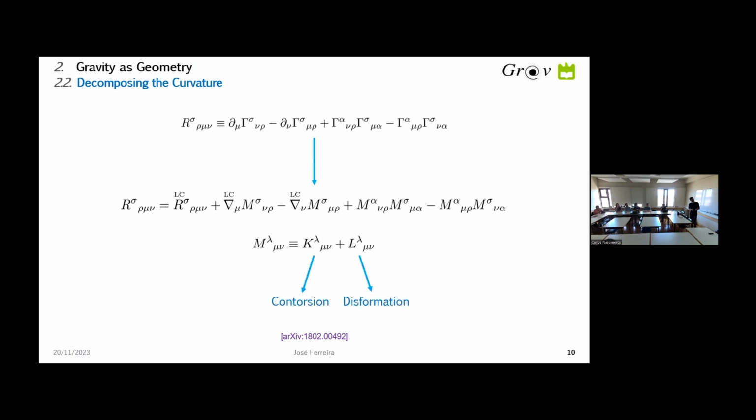This tensor M is defined as the sum of both the contortion and the deformation together, meaning that it includes all contributions coming from both non-metricity and torsion. If we set non-metricity and torsion to 0, the contortion and the deformation will be 0, this M will be 0, and all we have is essentially this first term. We have the usual Riemann tensor that we find in the theory of general relativity.